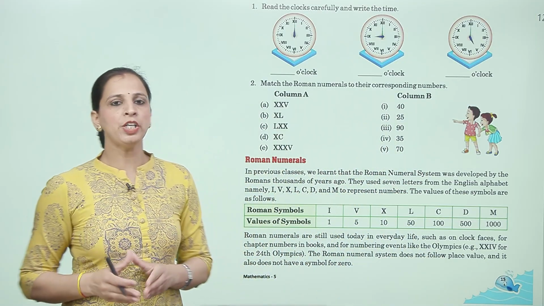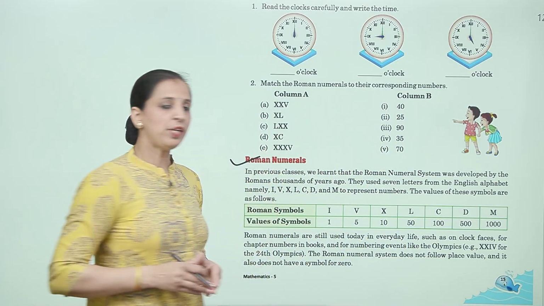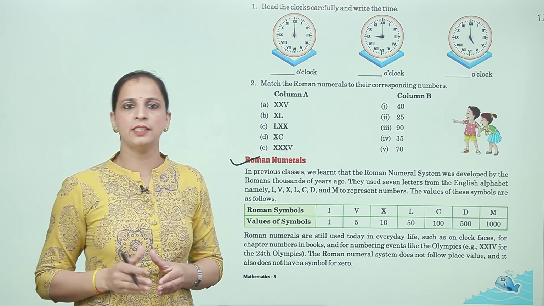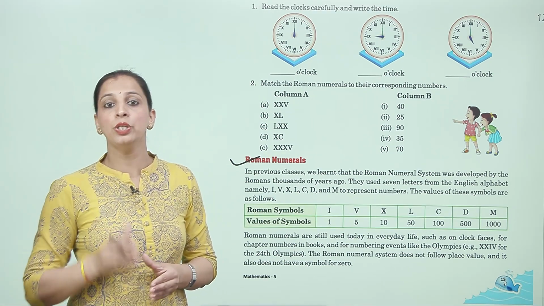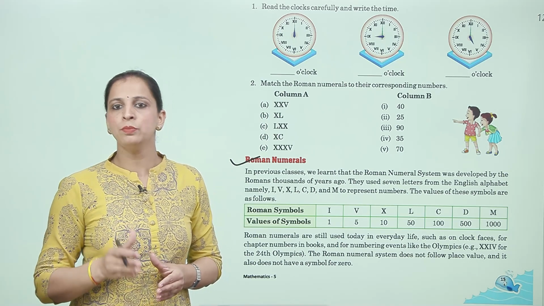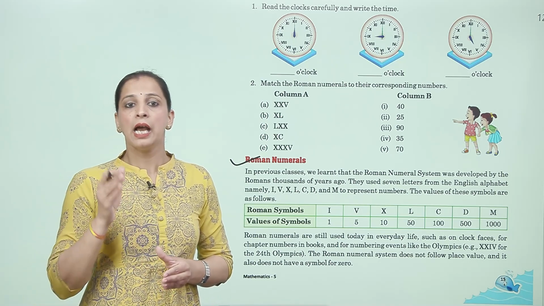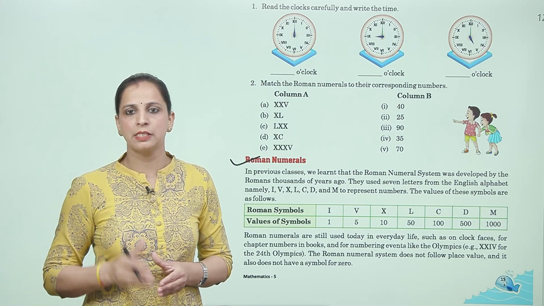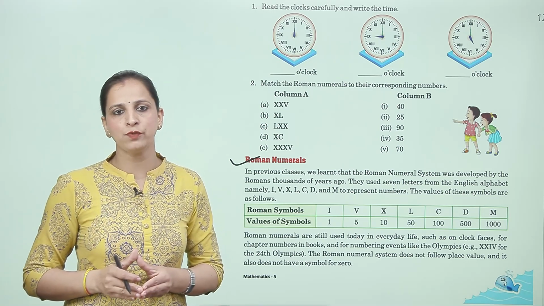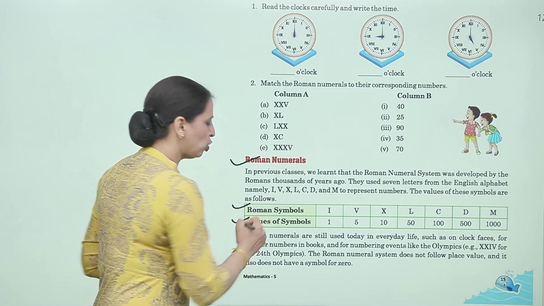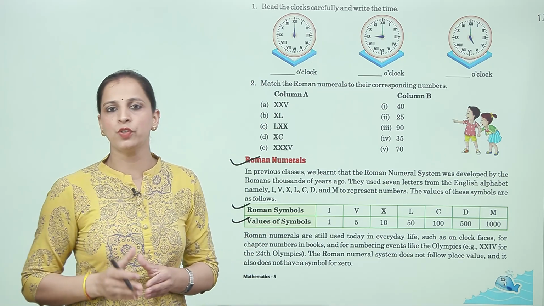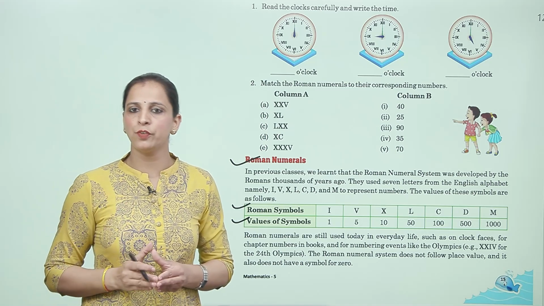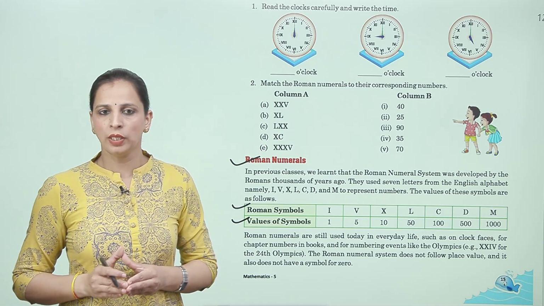Now, Roman numerals. In previous classes, we learned that the Roman numeral system was developed by the Romans thousands of years ago. They used 7 letters from the English alphabet, namely I, V, X, L, C, D and M to represent numbers. The values of these symbols are as follows. Roman symbols and values of symbols. I is for 1, V is for 5, X is for 10, L is for 50, C is for 100, D is for 500 and M is for 1000.